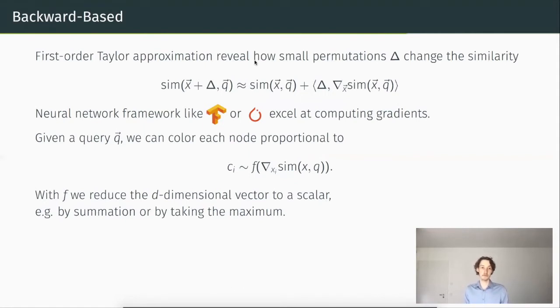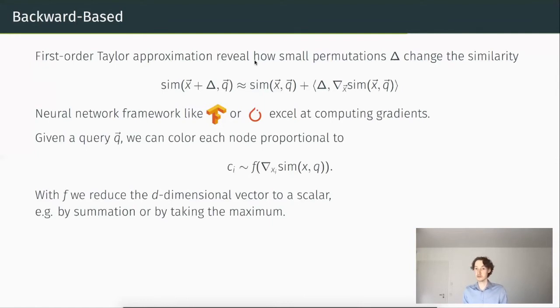For the backward-based approach, we ask, how would this similarity change if we change the input? And we can gain insights into that by looking into the first-order Taylor approximation, which gives us the behavior of a function under small perturbations. And this is based on the gradient of the similarity. So the similarity at x plus delta can be approximated by the similarity at x plus delta times the gradient of the similarity evaluated at x.